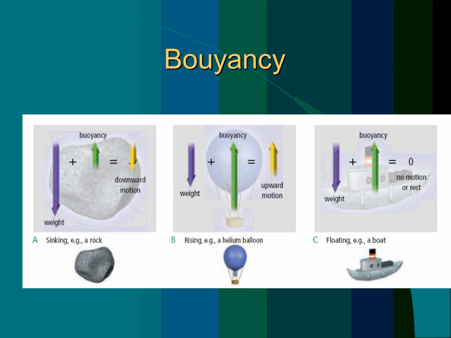Sinking a rock. The weight, the gravity, is greater than the buoyancy pushing up. So therefore, it has a downward motion. The buoyancy of a rising helium balloon: the weight is still there, but the buoyant force pushing up is greater. So the helium balloon goes up. Now, floating a boat, there is an equal amount of weight or gravity and buoyant force. So there is no motion. It is buoyant.